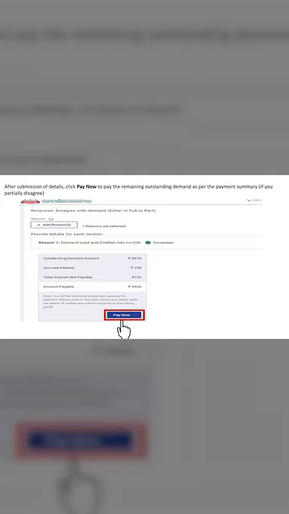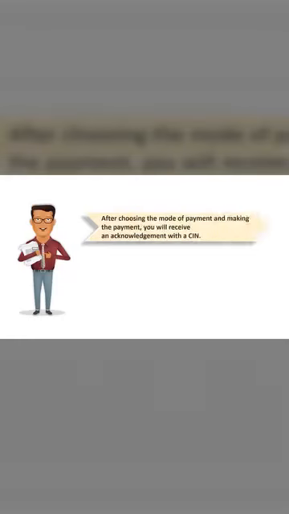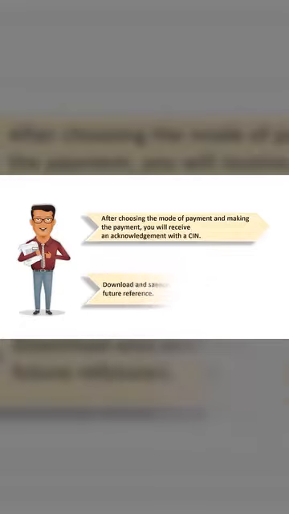Once again, you will be redirected to the ePay Tax functionality where you would be required to select the mode of payment and then make the payment. After making the payment, you will receive an acknowledgement with the Challan Identification Number. You can download and save the acknowledgement for future reference.